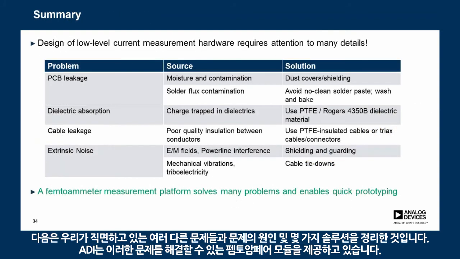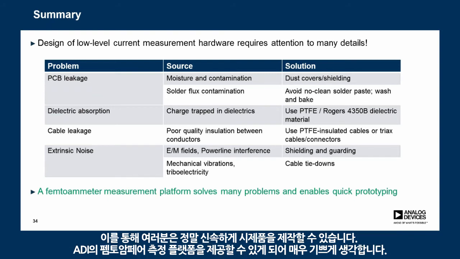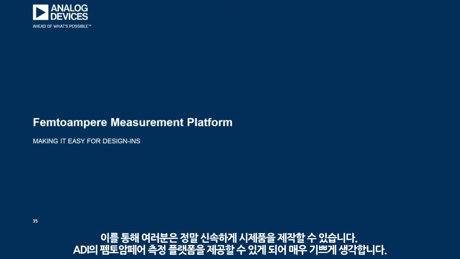So here is a summary of the different challenges that we have, the source of the challenge, and some solutions. The good thing about this is, well, ADI actually provides a femtoampere module that solves the problem. It uses the appropriate guarding techniques, board material, and so on, and it takes away your pain of needing to figure all the challenges out and to implement the solution. So this allows you to do really quick prototyping, and I'm really excited to bring to you our femtoampere measurement platform.